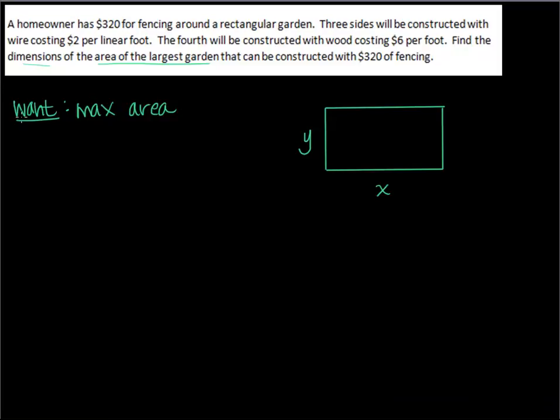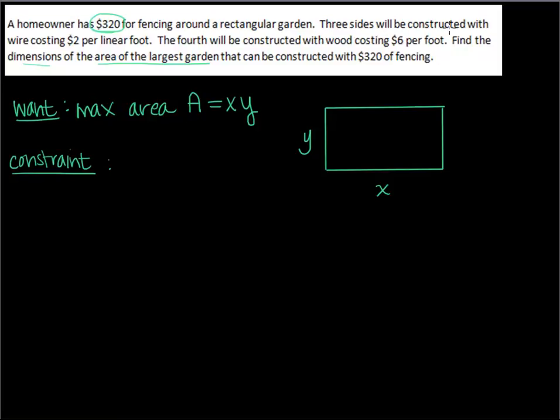I want the maximum area. And what is my equation that relates my two variables? That's the area of a rectangle, okay? The area of a rectangle is just base times height or length times width. All right, and what is my constraint? So here's where this problem is a little tricky. So what is my constraint here? Well, my constraint is that I only have $320 for fencing.